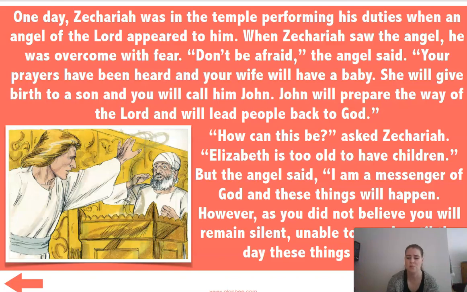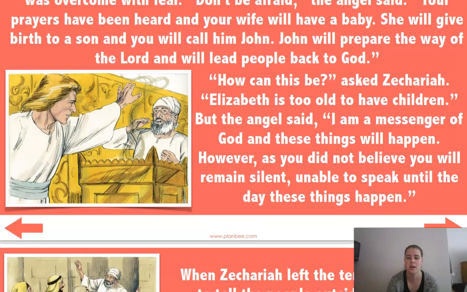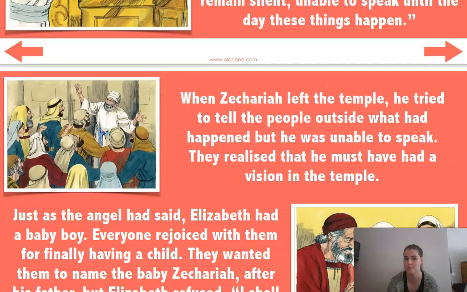"But how can this be?" asked Zechariah. "Elizabeth is too old to have children." But the angel said, "I am a messenger of God, and these things will happen. However, as you did not believe, you will remain silent, unable to speak until the day these things happen." So basically, he's going to become muted until it actually happens.